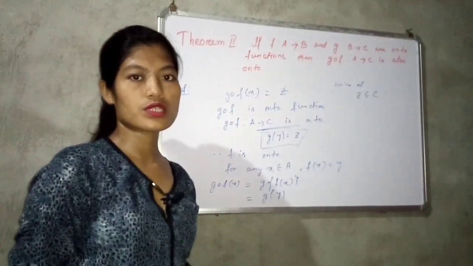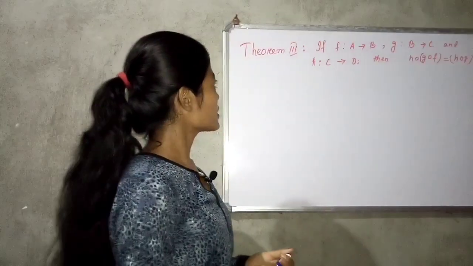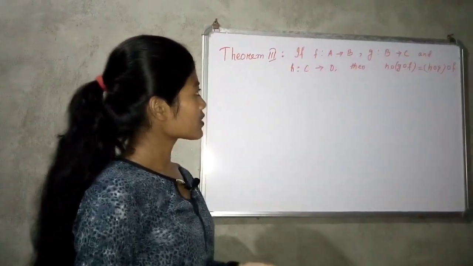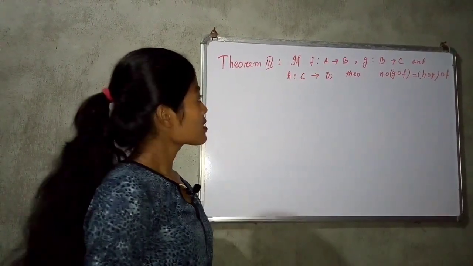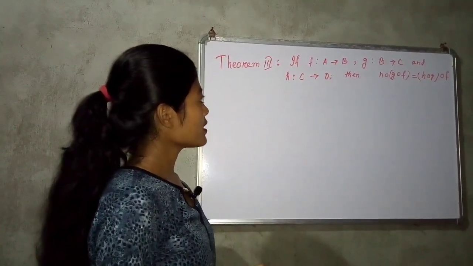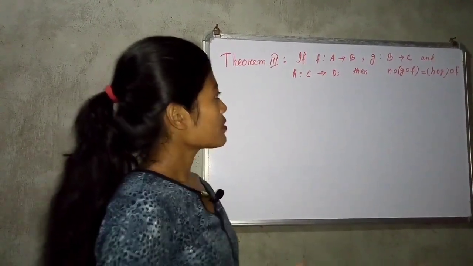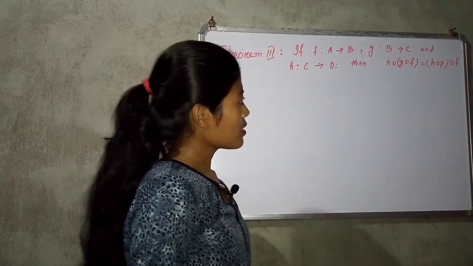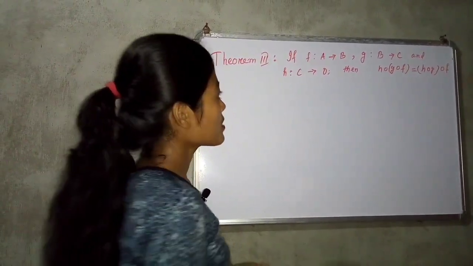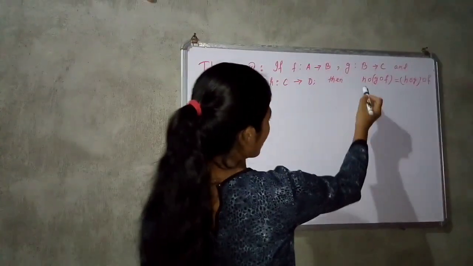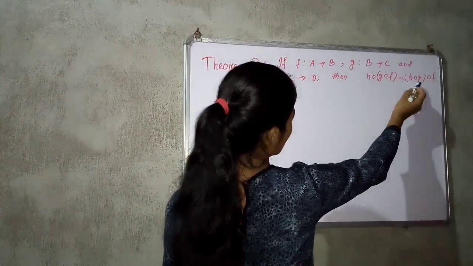So let's proceed to theorem 3. Statement of this theorem: if we have three functions f, g and h, f is a function from A to B, g goes from B to C and h goes from C to D, then h naught of g naught of f equals h naught g of f. That means the composite function of h and g naught f equals the composite function of h naught g and f.